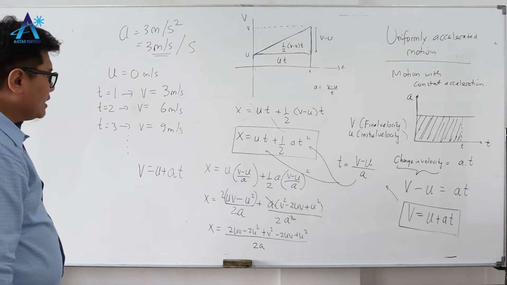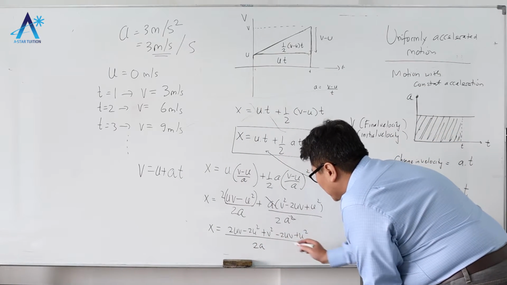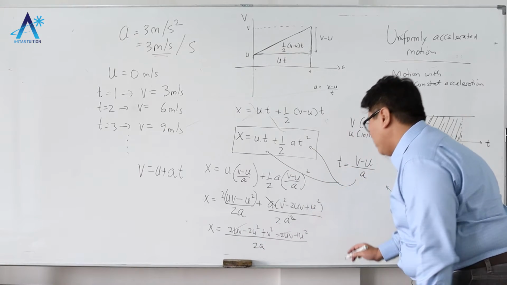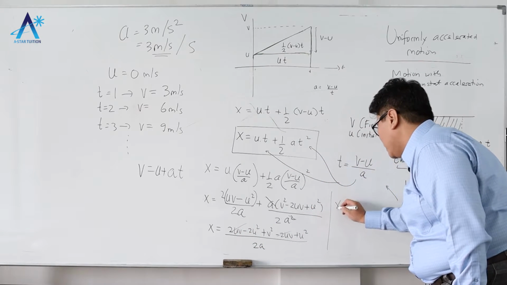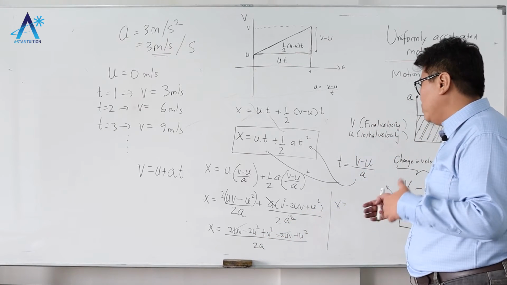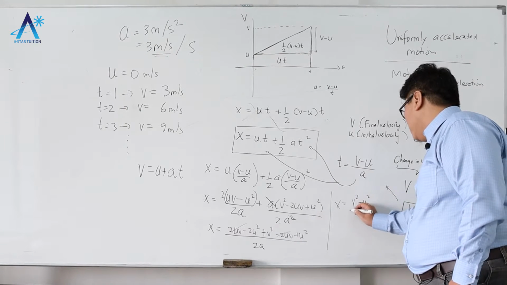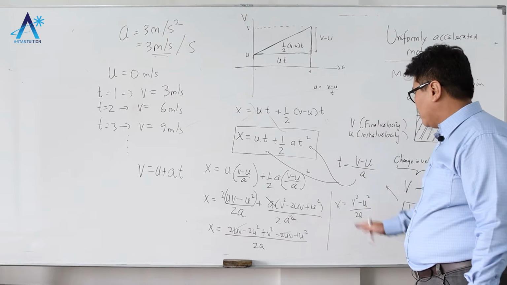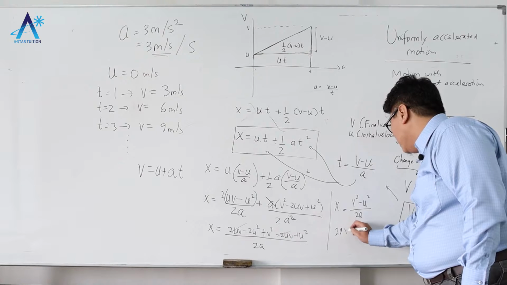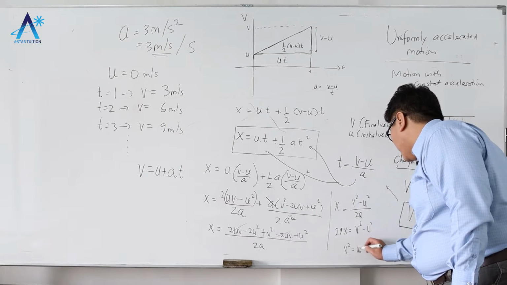Now, there's cancellation. You can see that the 2u phi and the minus 2u phi cancel. And then you're left with what? x equal to, minus 2u square plus u square gives you minus u square. So you have phi square minus u square over 2a. And then if you cross multiply, 2ax equal to phi square minus u square, and phi square equal to u square plus 2ax.